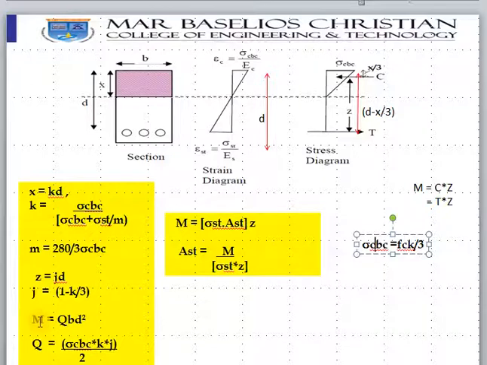M is the moment of resistance. M is Q B D square, where Q is sigma CBC into K into J by 2. And from the tensile side, M is equal to sigma ST into AST into Z. From this you can find out AST, which is M divided by sigma ST. Please keep this formula in mind. Except for this FCK by 3 for sigma CBC, the remaining are not there in the code, so you just need to keep it in your mind.